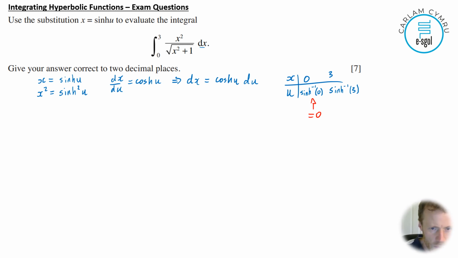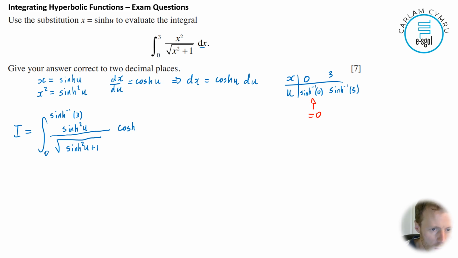So our integral becomes this. Integrate between inverse sin of 3 and 0. And then the numerator, instead of x squared, we've now changed it to sin squared u. And the denominator is the square root of sin squared u plus 1. And the dx is now cos u du.